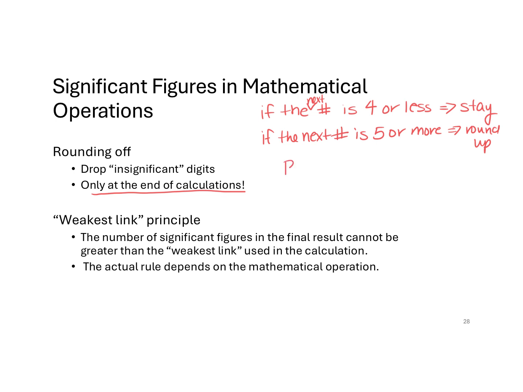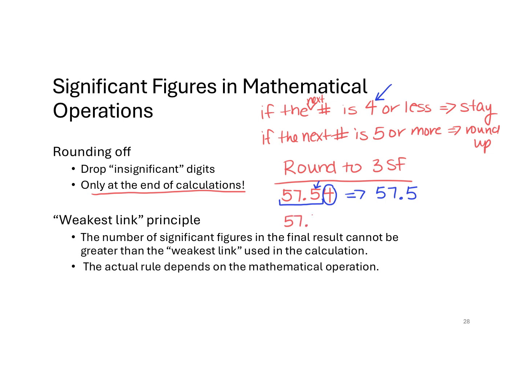If I need to round to 3 significant figures, so let's say the problem said round to 3 significant figures, and I have this number, 57.54. That's 4 significant figures. I need to only have 3 significant figures in the answer. I would look at this number here and I would say, hey, look, it's 4 or less. So we stay, we don't do anything to this 5. So that would be 57.5. Let's say that I had 57.55.